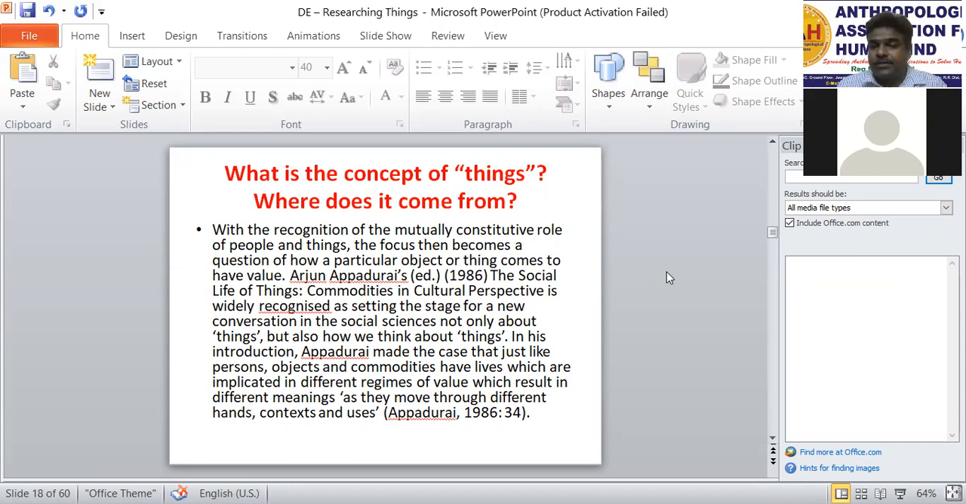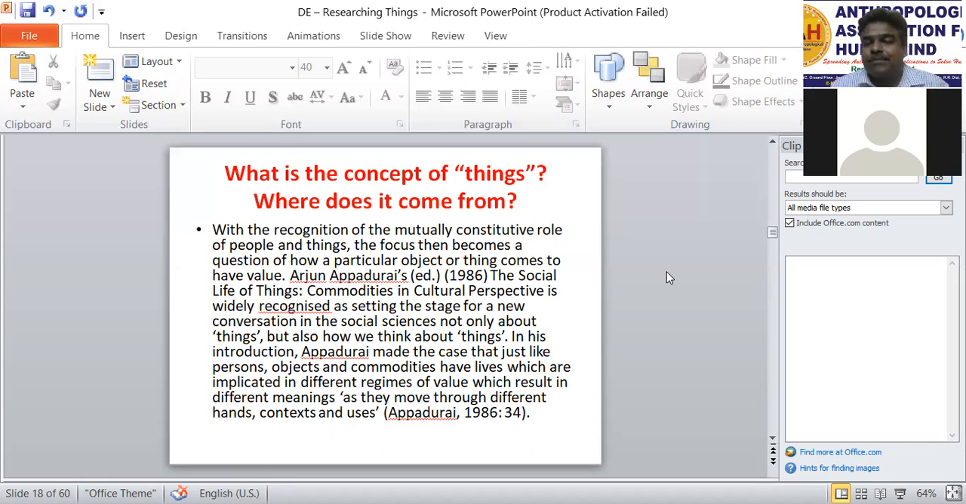Arjun Appadurai's edited book, published in 1986, The Social Life of Things: Commodities in Cultural Perspective, is widely recognized as setting the stage for a new conversation in the social sciences, not only about things, but also about how we think about things.